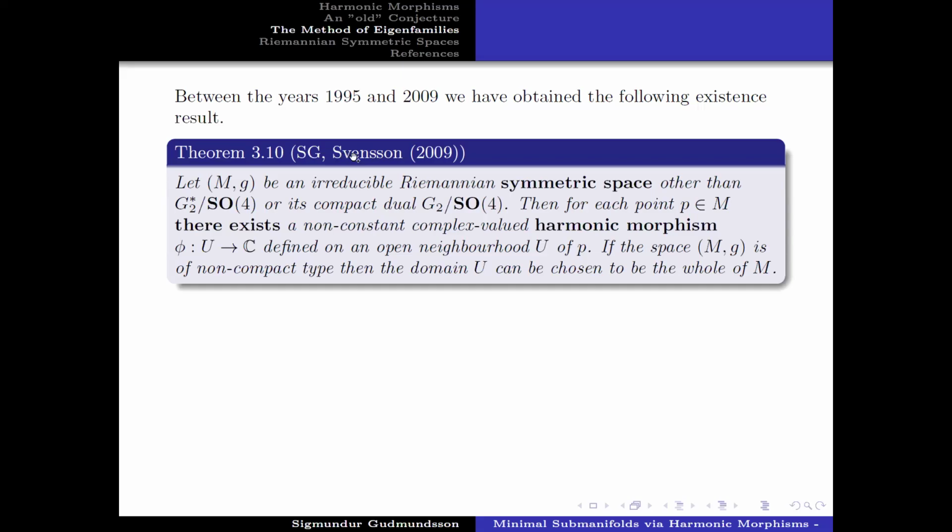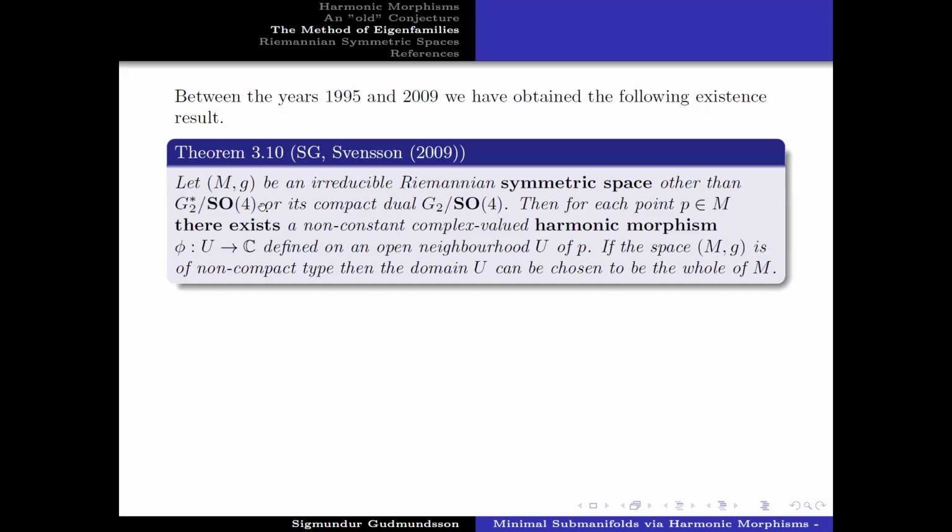And what we did, we solved the problem, my conjecture, in all the cases except this bloody case here. We had no idea. I spent many sleepless nights on that. Not only me, but also my wife. And we couldn't solve it. But it says, let M be an irreducible Riemannian symmetric space other than this.